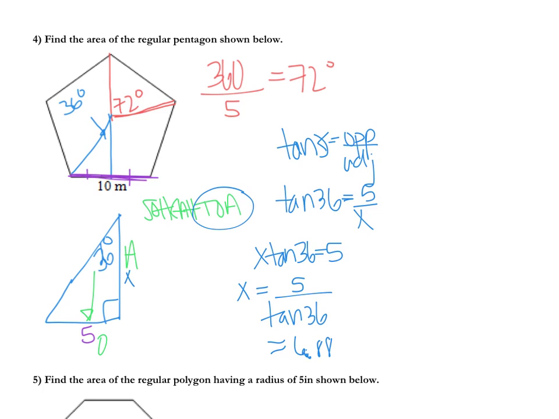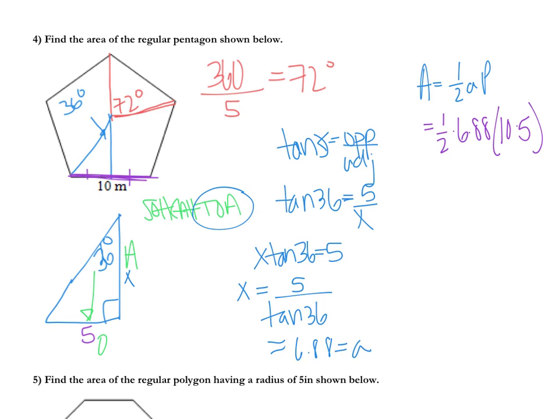Remember that what we just found was the apothem, so 6.88. There we go. Okay, so we have all the information. Area equals 1/2 A times P. Now, if I just plug in 10, that will be incorrect because I need to multiply it by the number of sides to get the full length of the perimeter.